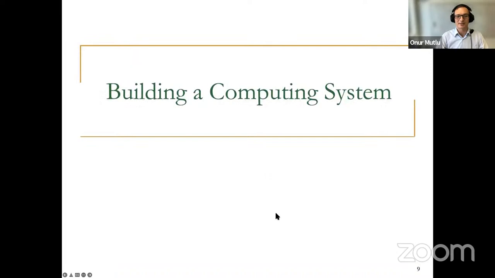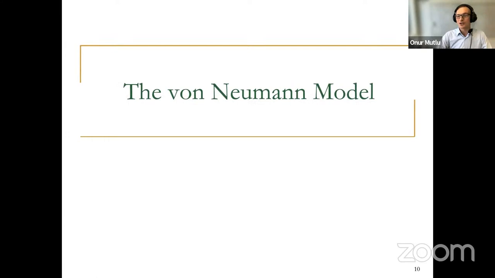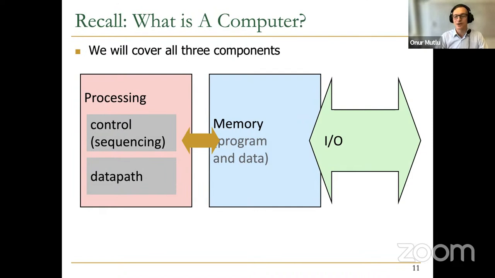So we've been talking about building a computing system, and that's what brings us to the von Neumann model today, because any computing system that you need to build needs to have some sort of model. We looked at this picture early on in the past: if you look at what a computer is, a computer consists of processing, memory, and I/O. Now we're going to actually delve deeper into it. I said we'll cover all components, and today we'll cover the basic processing model of modern general purpose computers.